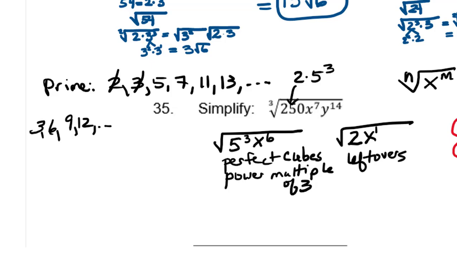How about y to the 14th? What's the biggest power of 3 less than 14? Well, that would be 12. So we're going to break this apart into y to the 12th times y squared, which goes in the leftover.